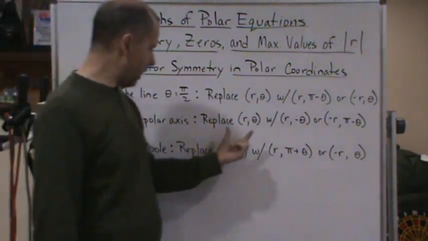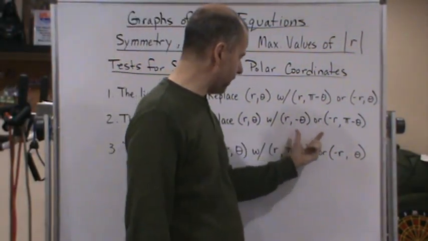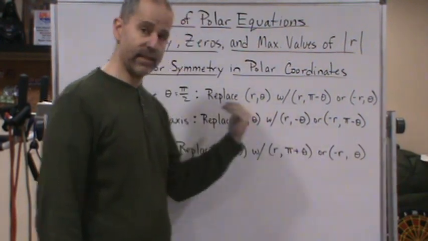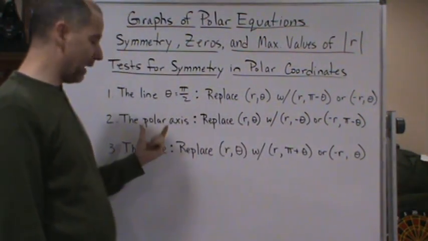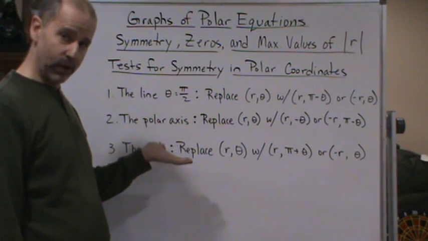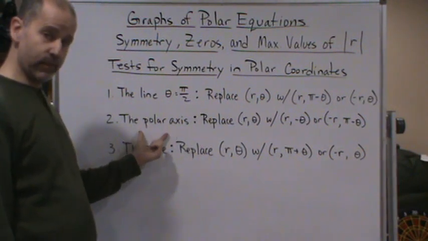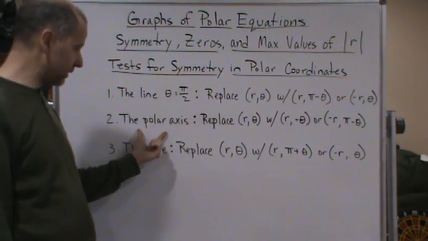If we replace r comma theta with either this or this, and we simplify everything, and we get back to the exact same equation, then it's going to have symmetry with respect to the polar axis.